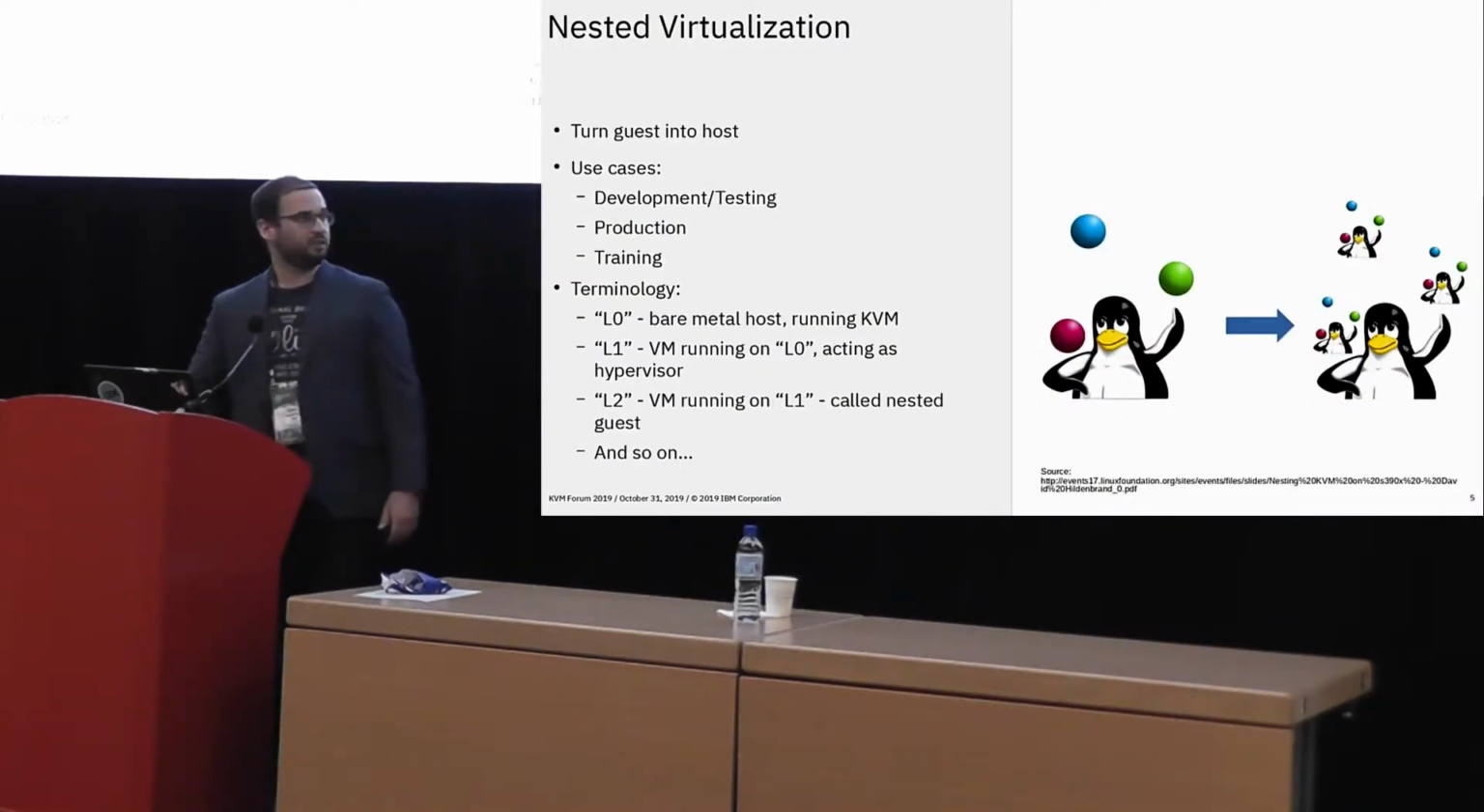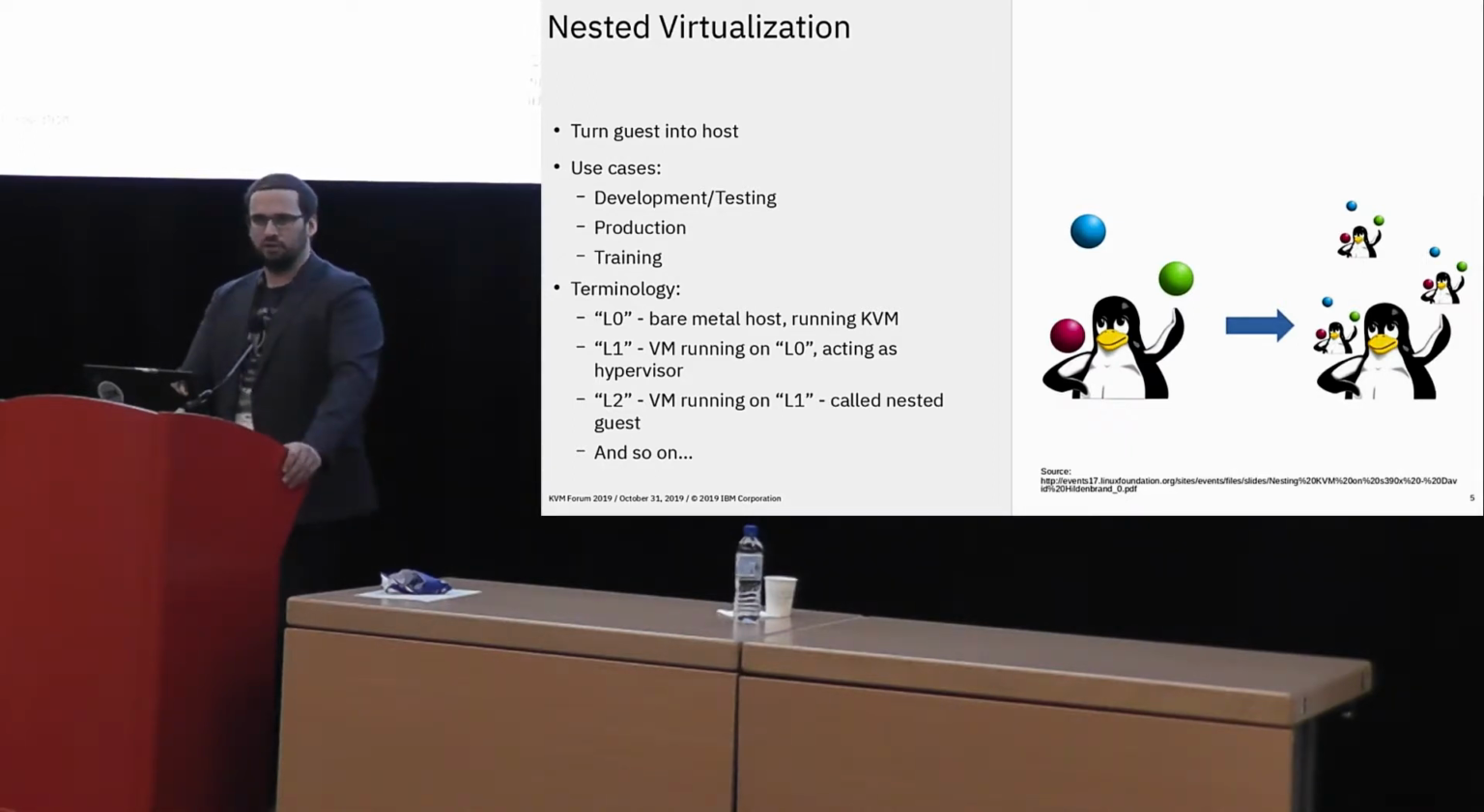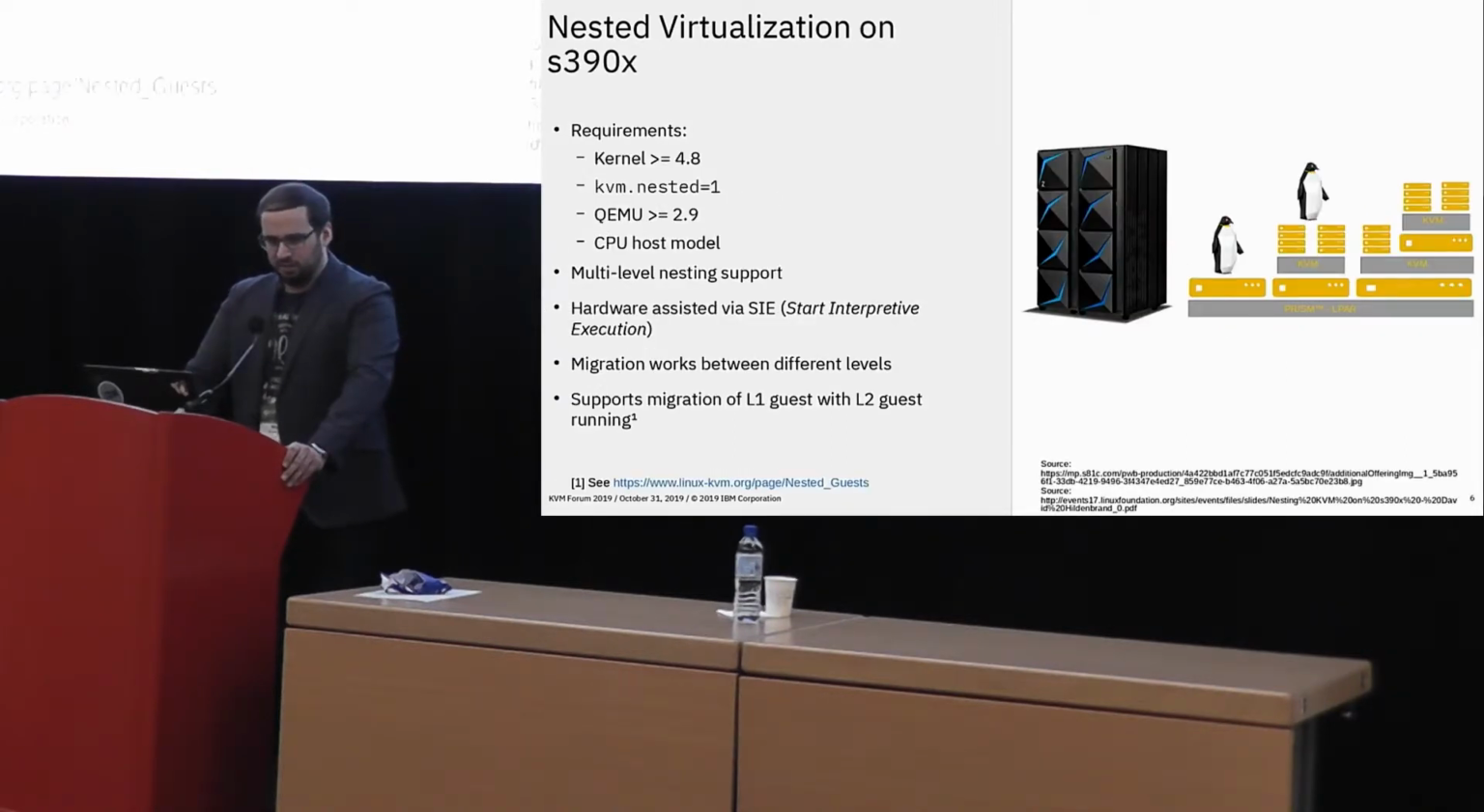So first, what is nested virtualization? The main idea here is to simply turn a guest into a host or a new hypervisor. Use cases are development, testing, production, training, whatever. In this presentation, I will use the terminology: L0 is the bare metal host running KVM. L1 is the VM running on L0, acting as a hypervisor. L2 is a VM running on L1, called nested guest, and so on. I've tried that on S390 up to level 7, so there's also L5, L6, and so on.